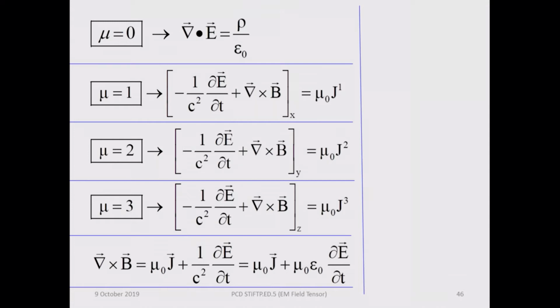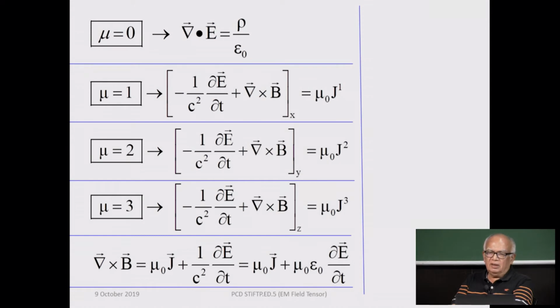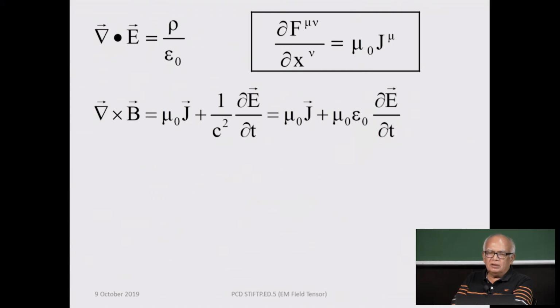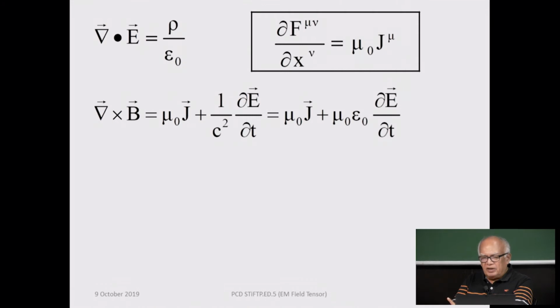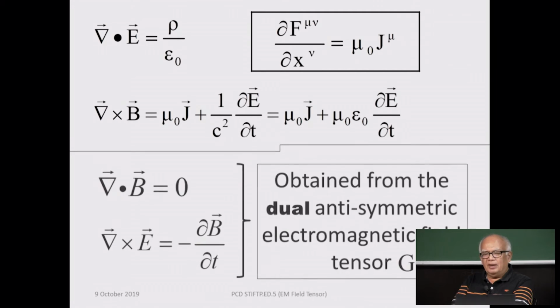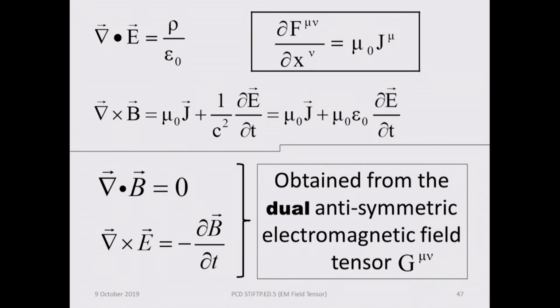You get the y component, and then for mu equal to 3 you get the z component, and you recover 2 equations of Maxwell, sitting in one single tensor equation, which is the derivative of the field tensor with respect to the space time coordinates. You see that you have got a very compact representation of Maxwell's equations in this tensor notation.